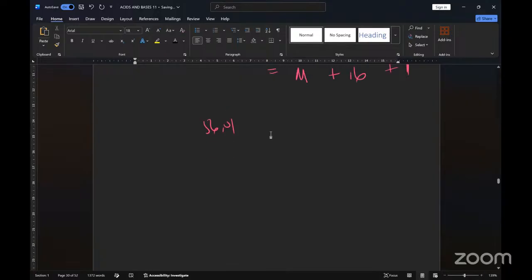So here you are going to have something like this. This is equal to our M plus 17. So M is equal to 56.01 minus 17. I think we can even get rid of the 01 and just say 56 minus 17. And that gives us what? 39. So M is equal to the molar mass, the atomic mass of M is 39.